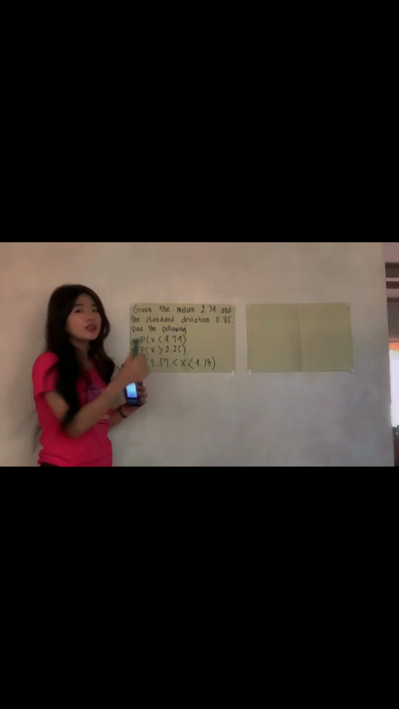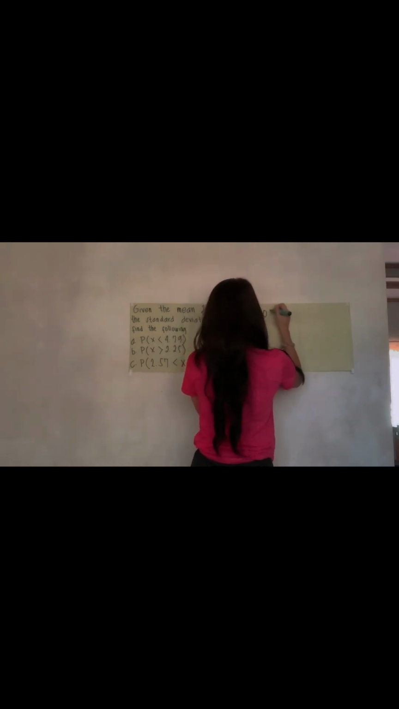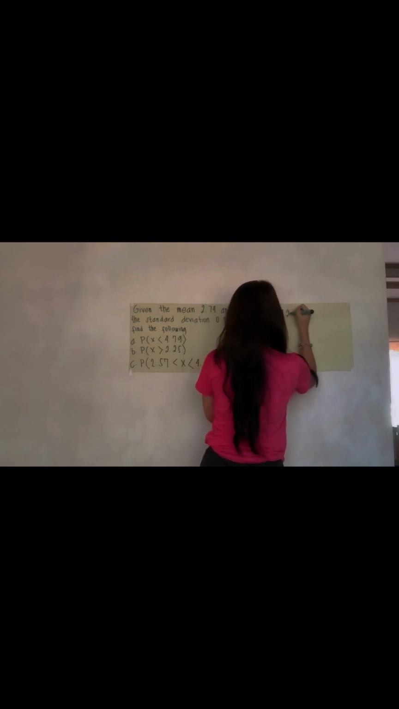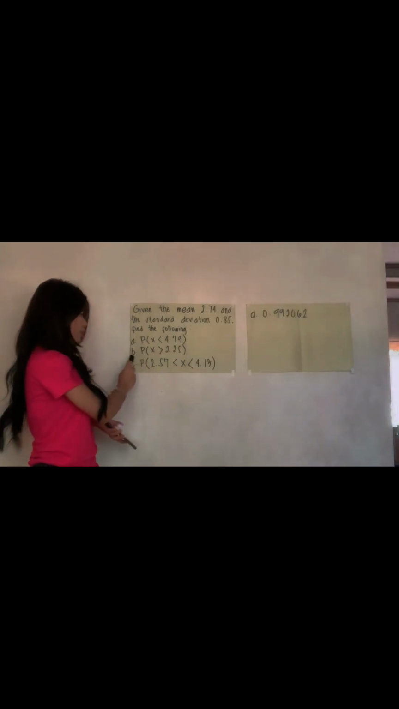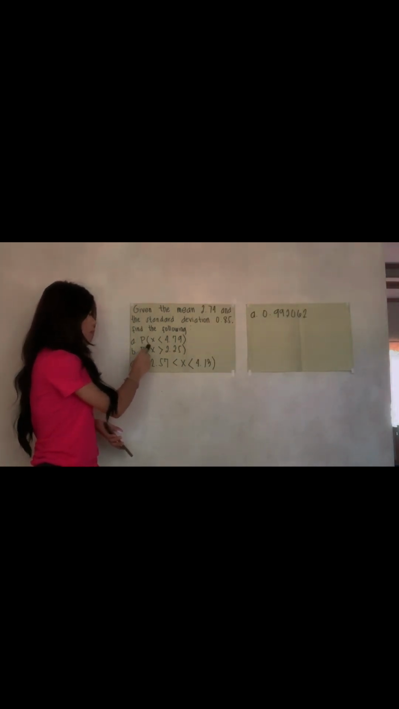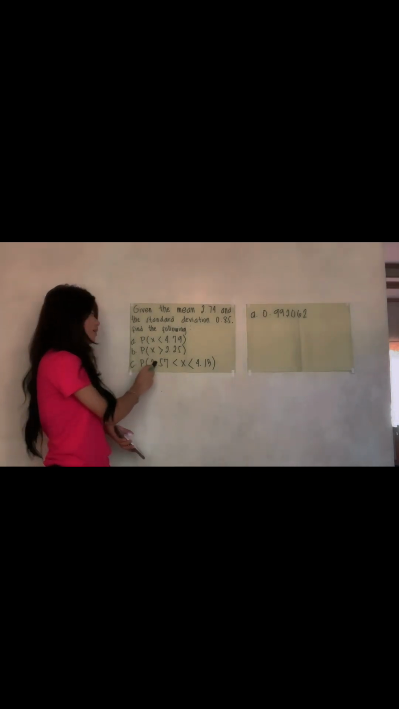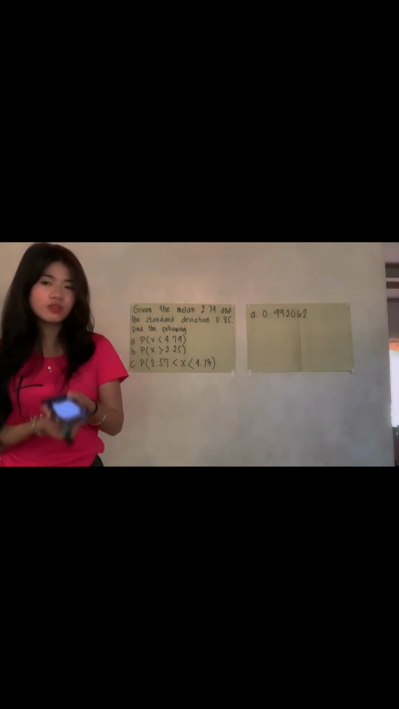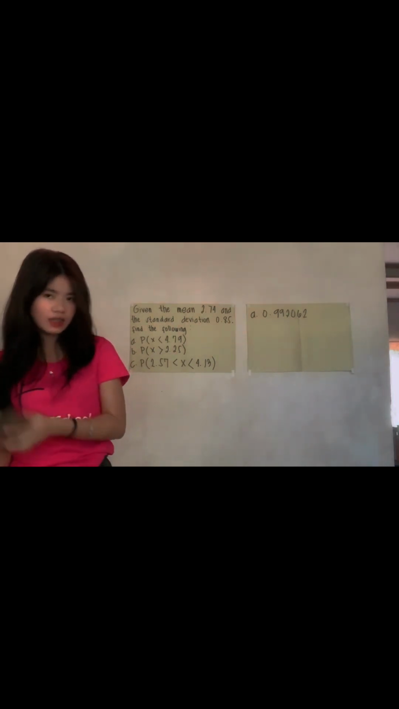So, for A, I'll put the answer here. So, for A it is 0.992. So, now let's proceed to letter B. P, open parenthesis, X greater than 2.25. So, now, I'm going to demonstrate again for you to understand it more.